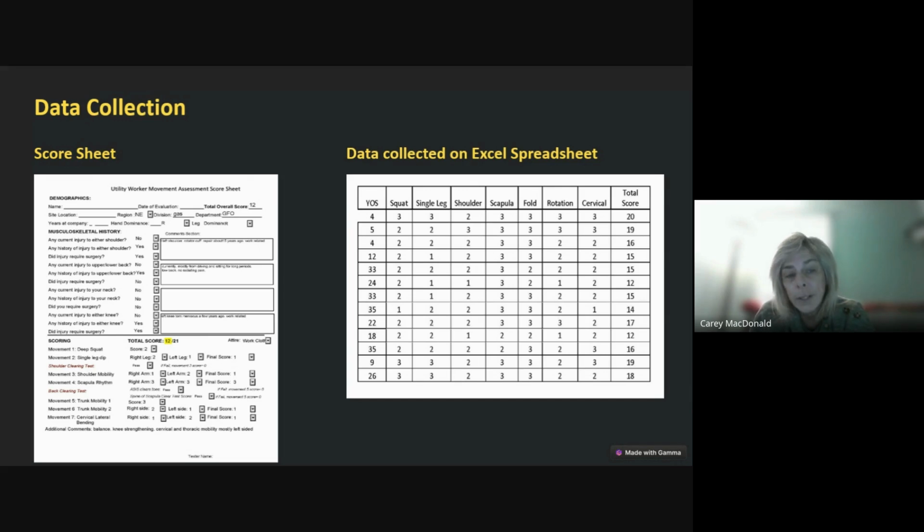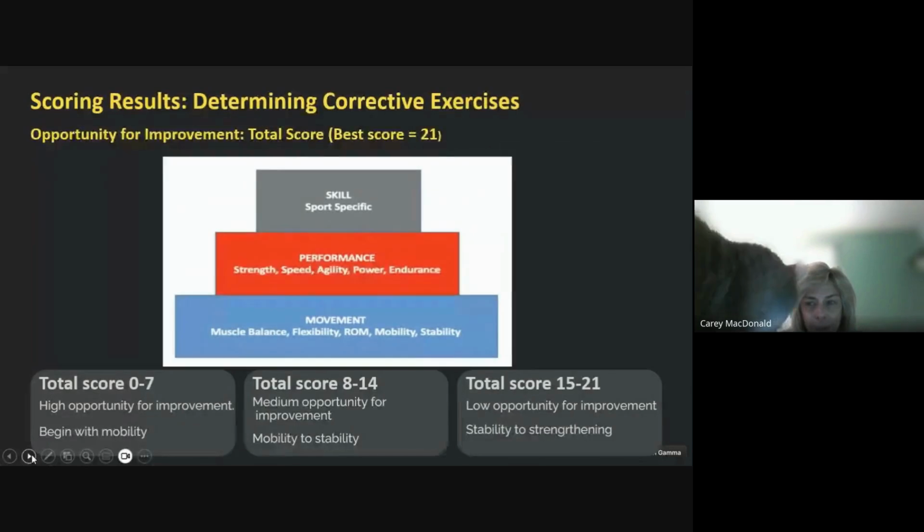And from these sheets of the scores of the individuals, we created an Excel spreadsheet. Keep it simple, right? We just did years of service, each score for each movement, and then a total score. And then we would have tests and another page for retests. That way we could run some data on it. If we have some time through this presentation, I do have some data that we extrapolated that you can take a look at if you're interested in data and metrics. You can switch that, Lexi.